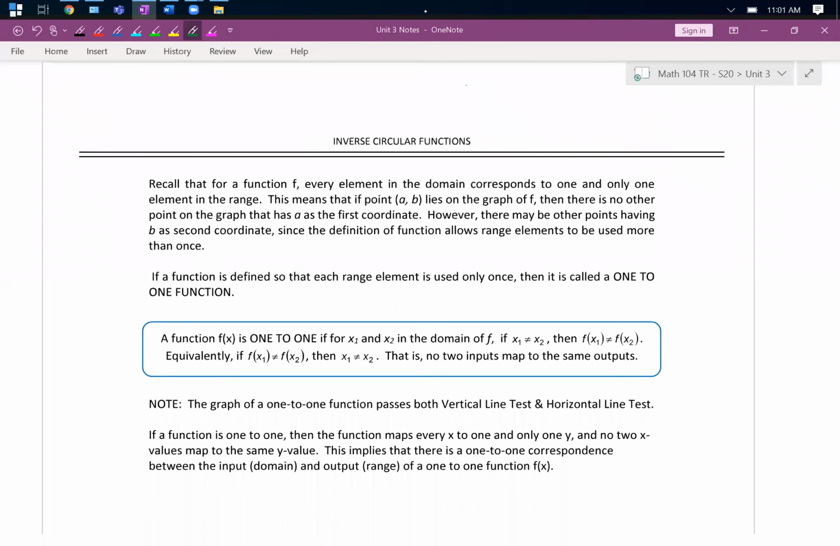Okay, so today we're going to be talking about inverse circular functions. We know what a circular function is, and now we're just going to be talking about the inverse of it.